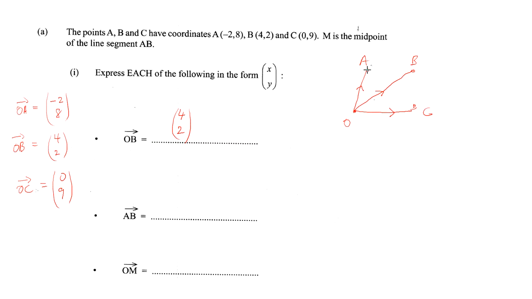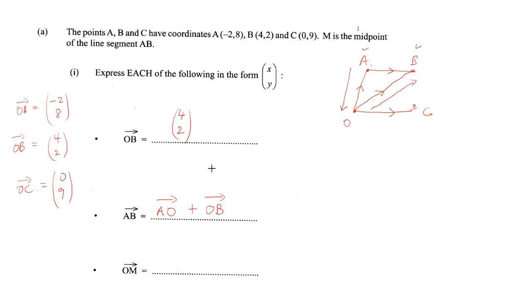So if you want to find AB, which is this vector here, we're going from A to B, but we can go AO to OB. So we need to write an equation first of all. So AB is equal to AO, we are starting at the point A, plus OB.